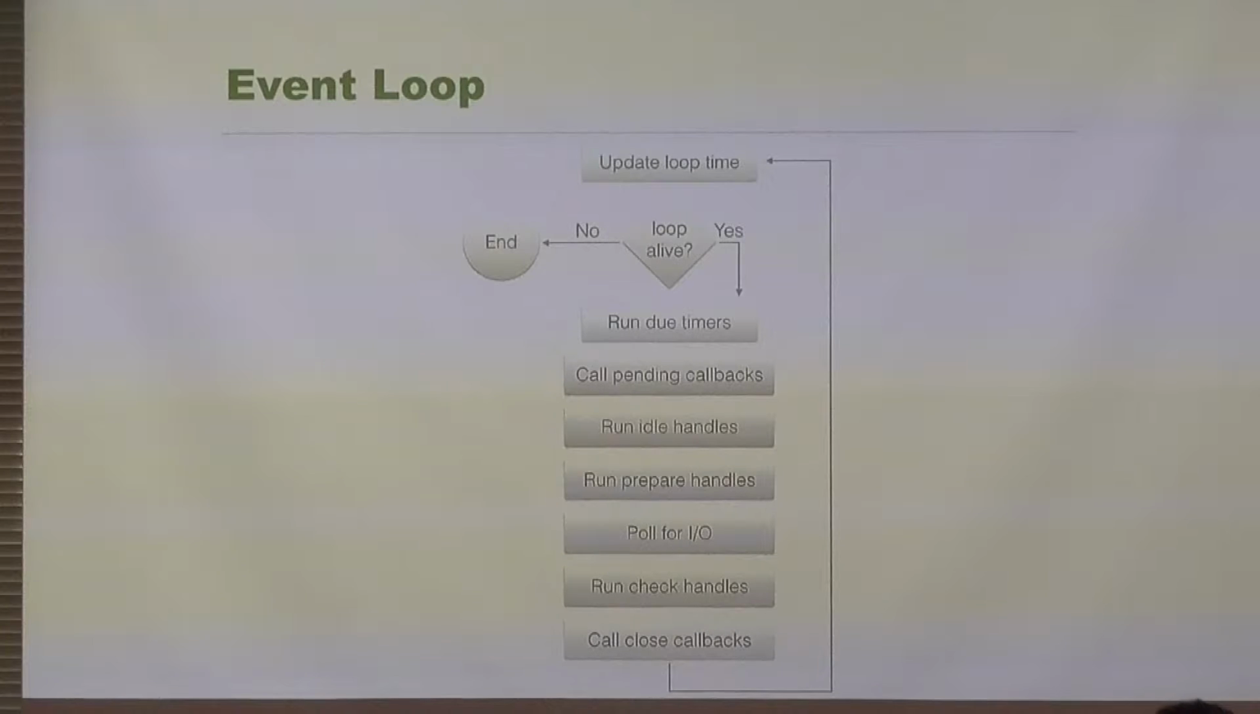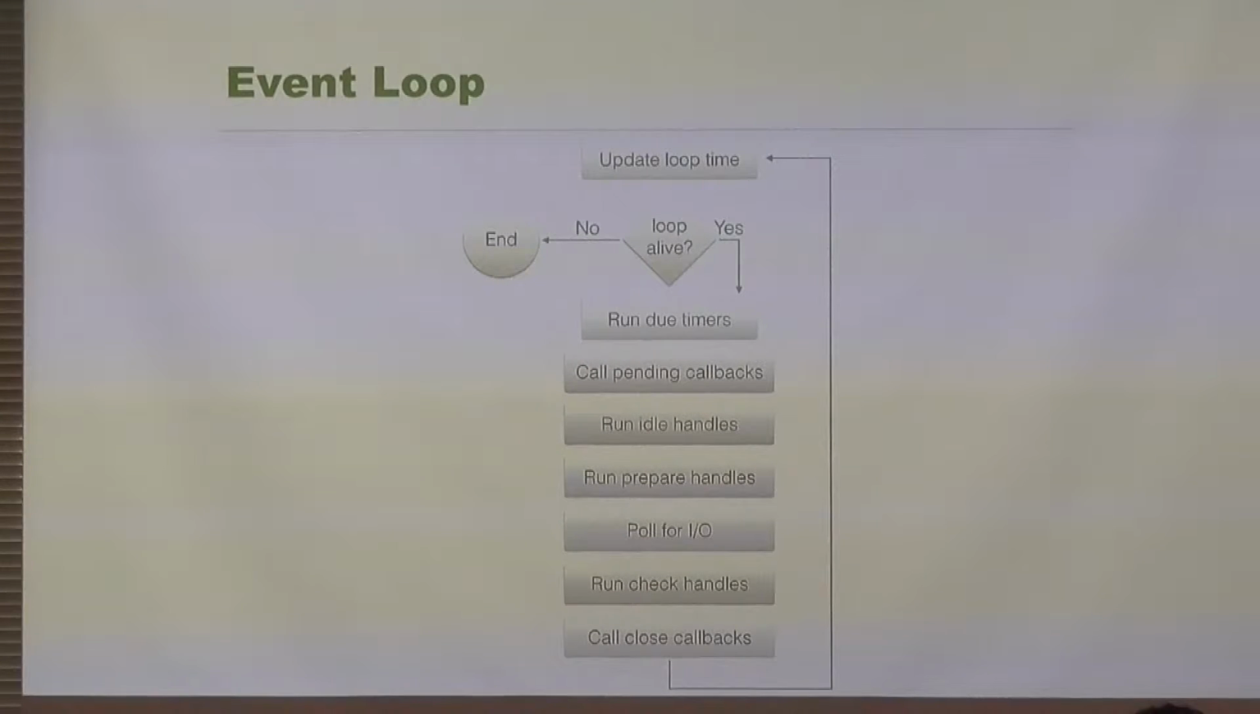So this is a high-level view of what the event loop looks like. If you actually go and look at the C code, it's not all that much different from this. So at the very top of the diagram, we update the loop time. libuv has a concept of what the current time is. We update this once per iteration because it's a somewhat expensive operation, so we don't want to keep updating the time as we go through.